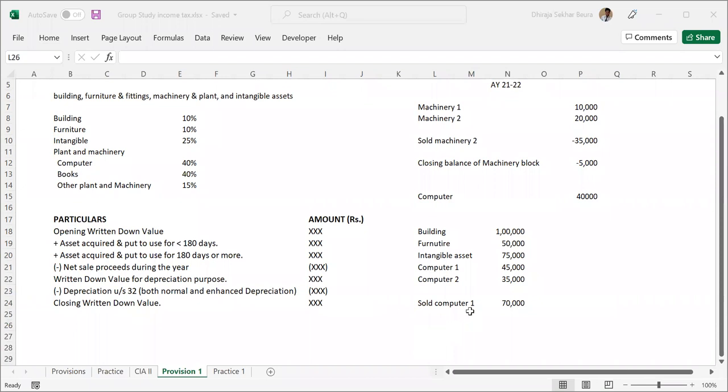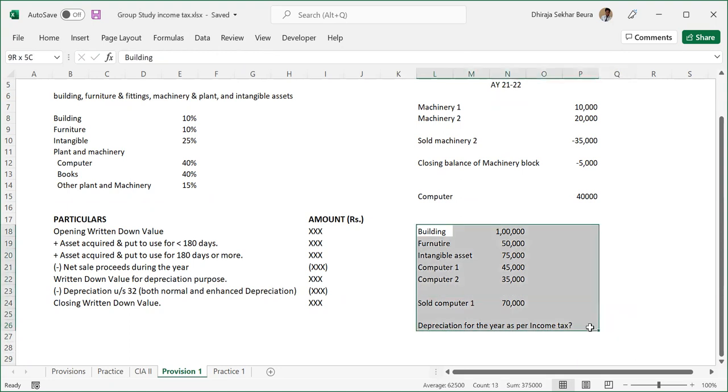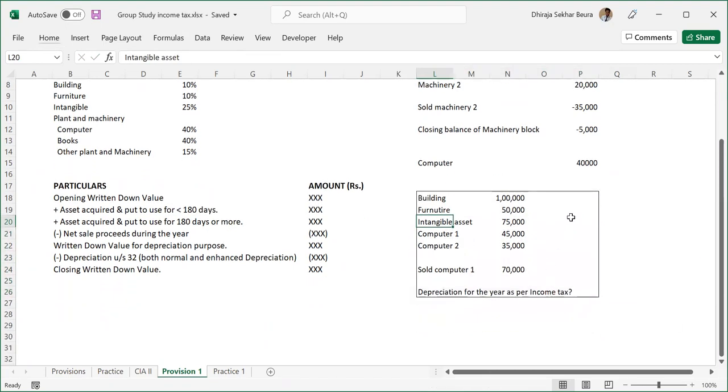So the question that we have is building 1 lakh, furniture 50,000, intangible assets 75,000, computer 1 45,000, computer 2 35,000. These are the opening balances. We have sold computer 1 for 70,000. What we are trying to calculate is depreciation for the year as per income tax. So 4 blocks here. So will the total depreciation be 33,750?